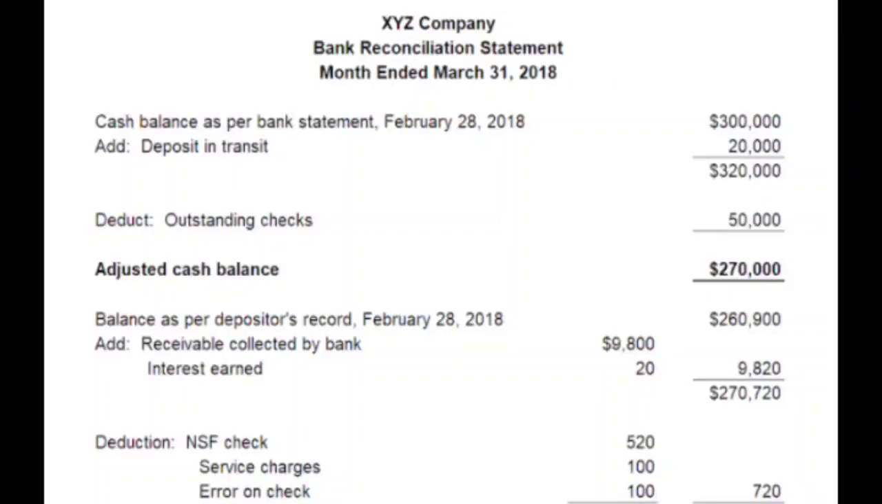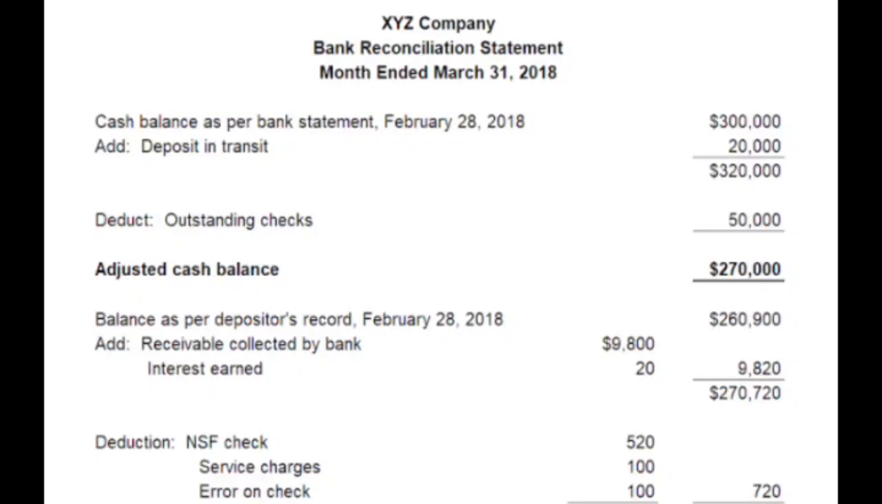So let us take a look at a sample of a bank reconciliation statement. Cash balance as per bank statement is 3 lakh. Then we are adding the deposit in transit as it is added by the company in its books, so we are adding this as 20,000. Then outstanding checks, as we have discussed before, these checks would have been deducted by the company from its books, so the bank would do the same. It will deduct the outstanding checks.